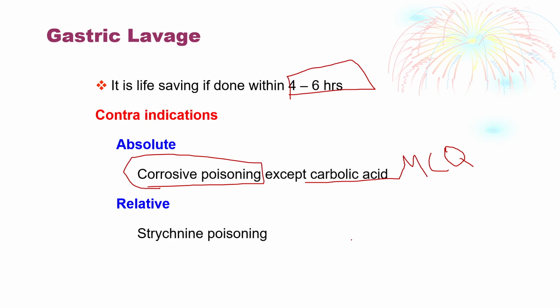Now we're going to the relative contraindications. These are strychnine poisoning. In strychnine poisoning, we can perform it, but it is a very nasty poison. It produces a lot of convulsions and a lot of hyper-reactions. So if any stimulus is applied, it produces all the effects of convulsion again. So it's a very complicated process in that. As well as in kerosene oil poisoning, it is relatively contraindicated.